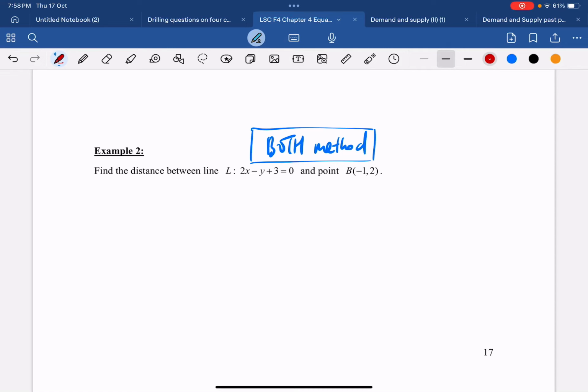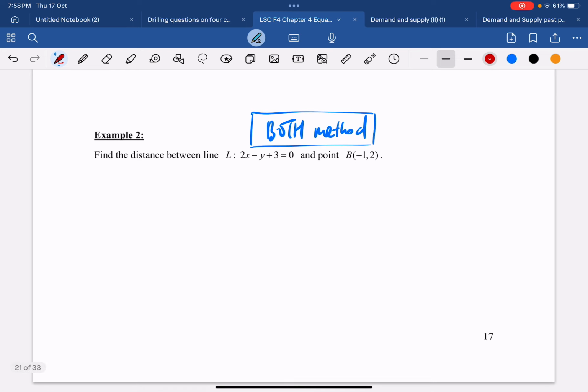So let's continue from where we ended last time. Let's turn to page 17 of your notes. Last time we talked about how to find the distance between a point and a line, and then we introduced a formula: the absolute value of ax plus by plus c, over the square root of a squared plus b squared. So we can use this formula to compute the required distance.